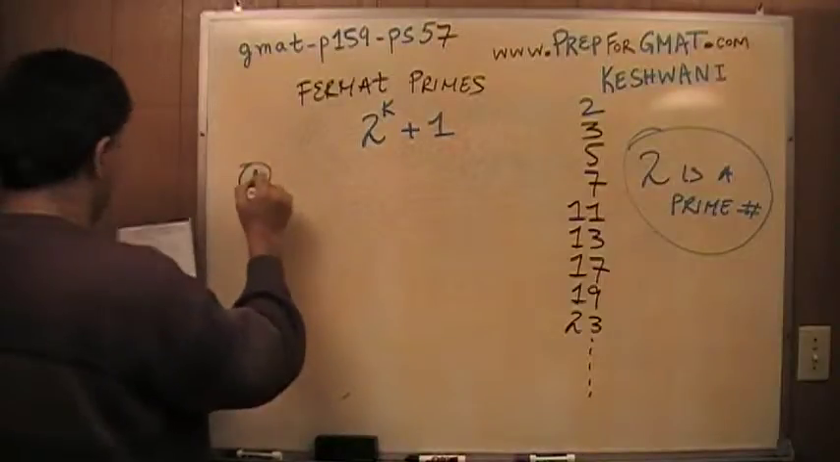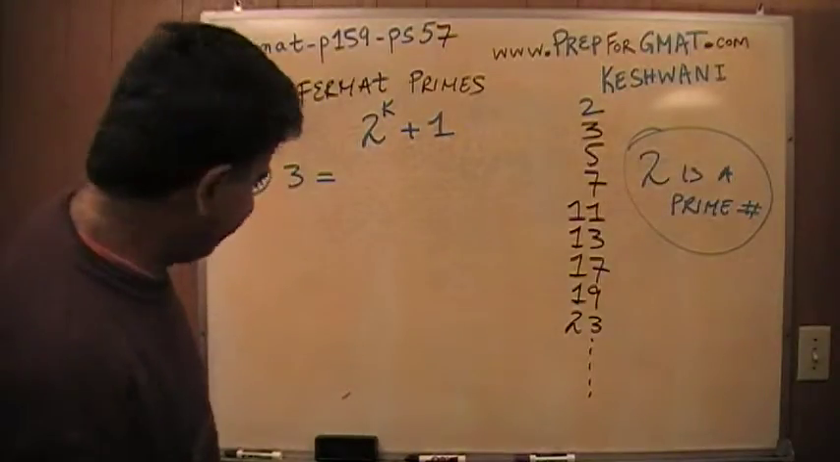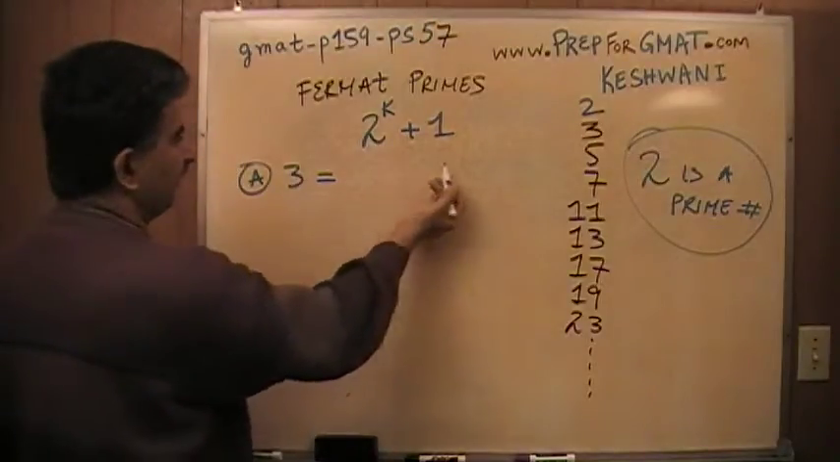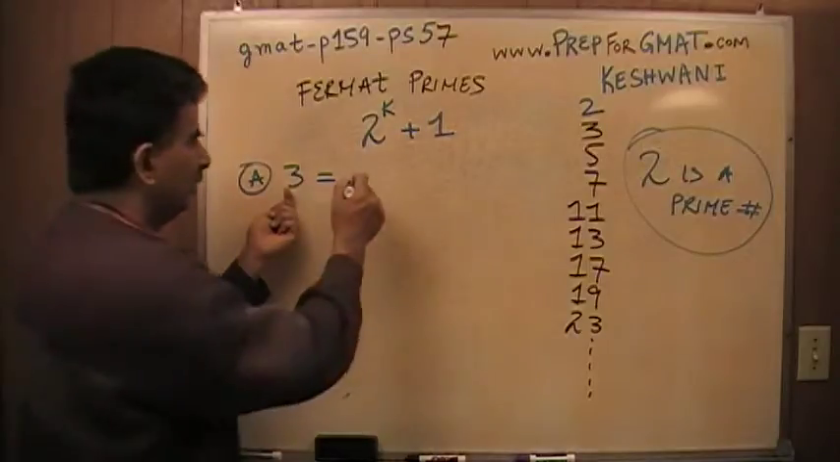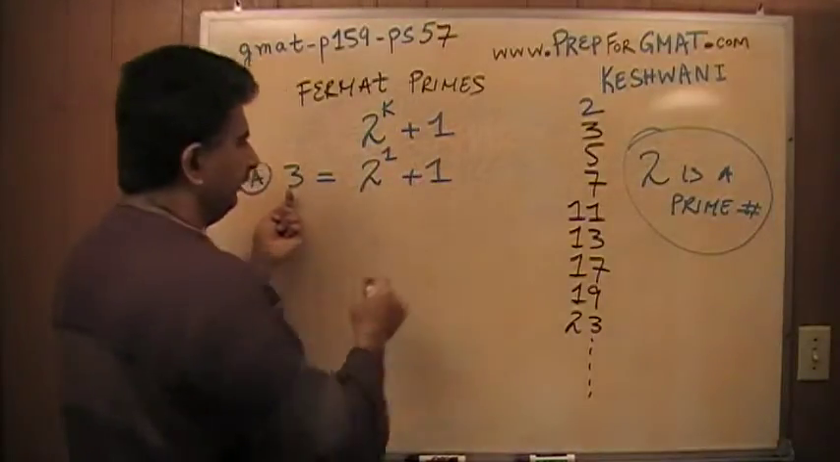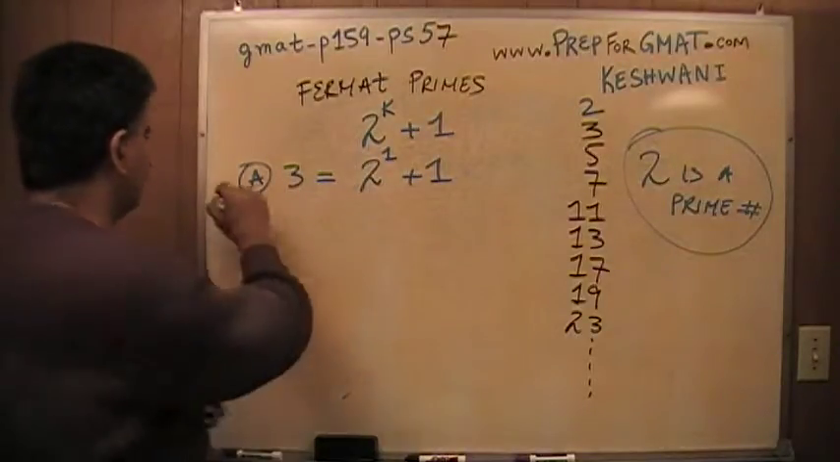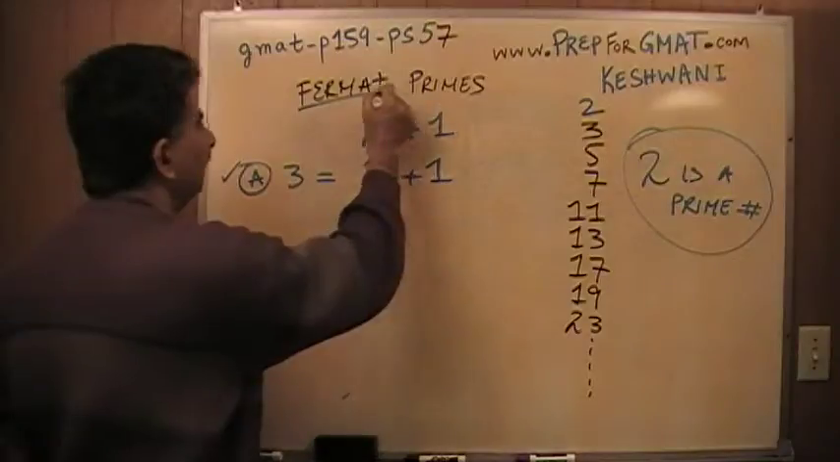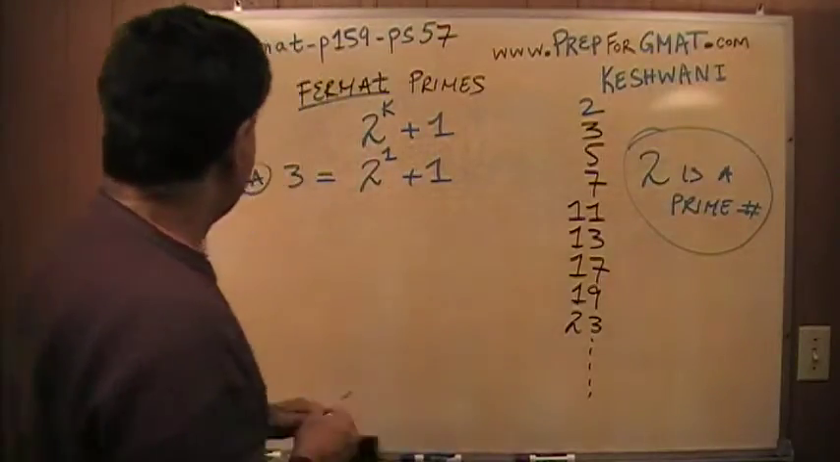So we have A, which is 3. Can I write 3 as 2 raised to some power plus a 1? In other words, if we were to subtract 1 from 3, what do I get? I get 2, which is 2 raised to 1, plus a 1, you see? 3 can be written in this form, 2 raised to some power plus a 1. So that qualifies. That is a Fermat prime, if I'm pronouncing it correctly. Let's look at B.